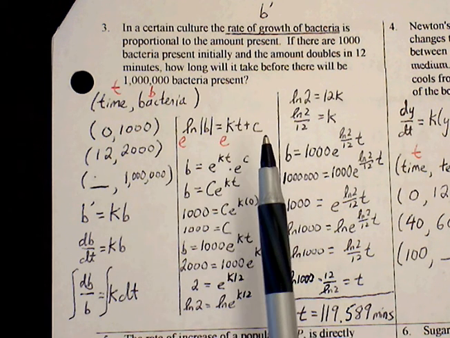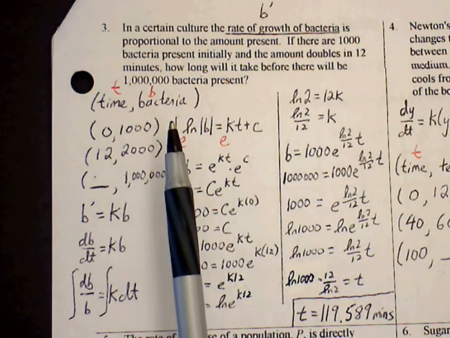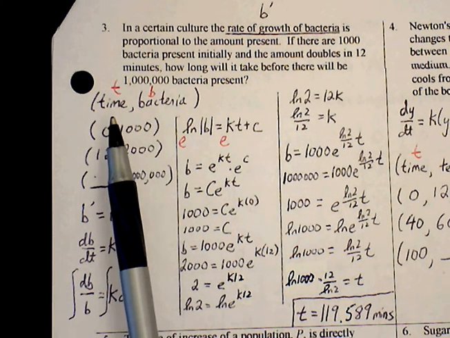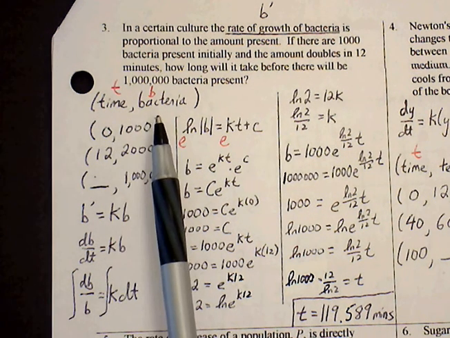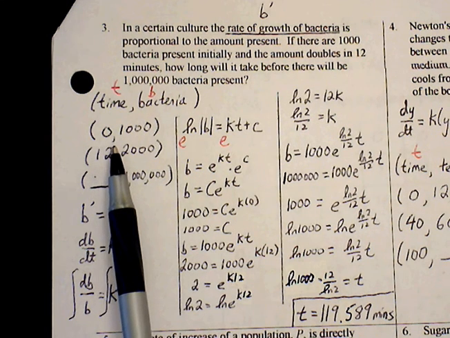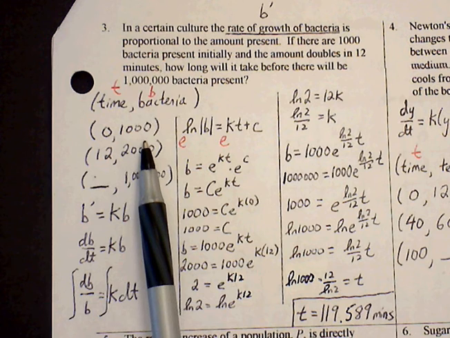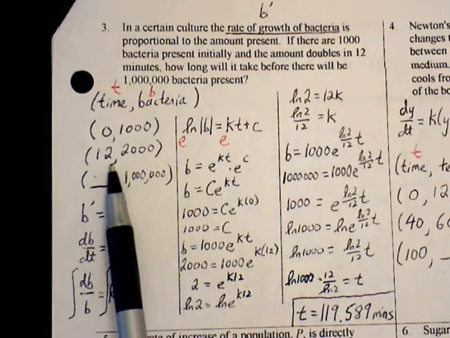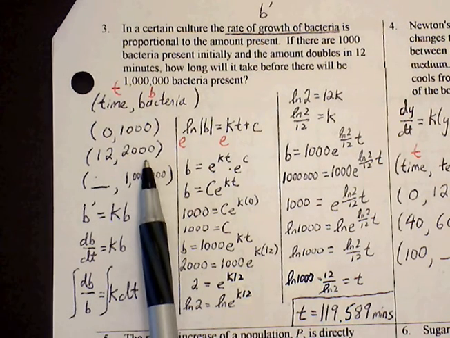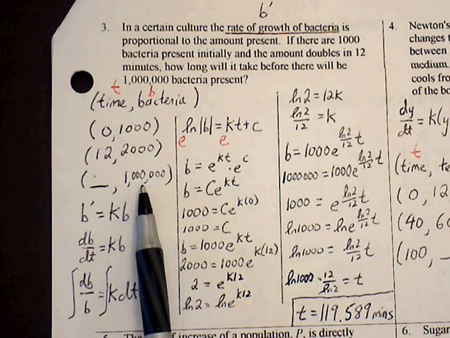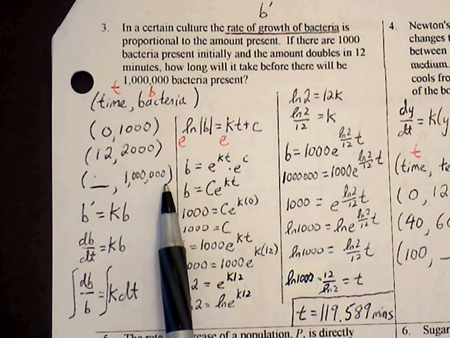So the two variables that we're dealing with are time and bacteria. T representing time, B representing bacteria. Time is the independent variable. Dependent variable is bacteria. So we know that initially, when time is 0, we have 1,000 bacteria. We know that the amount doubles in 12 minutes. So after 12 minutes, we're going to have 2,000. So then the question is, how long will it be before there's going to be 1 million bacteria present?